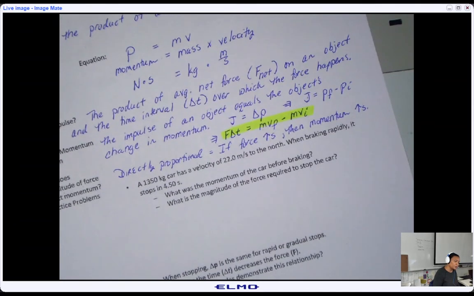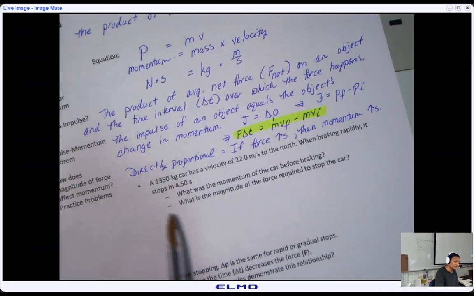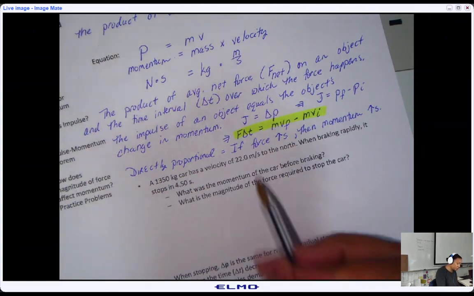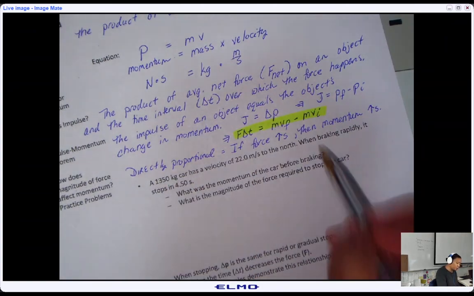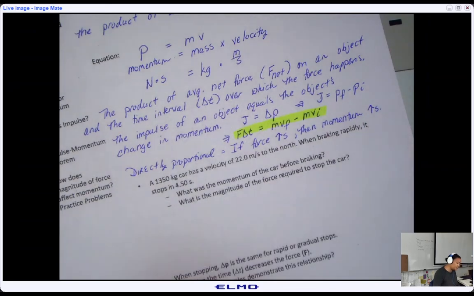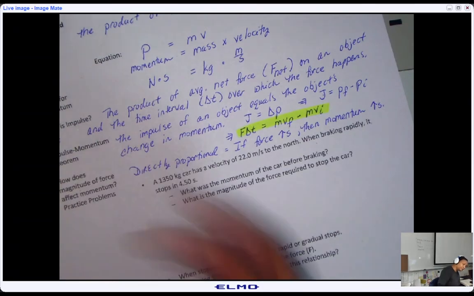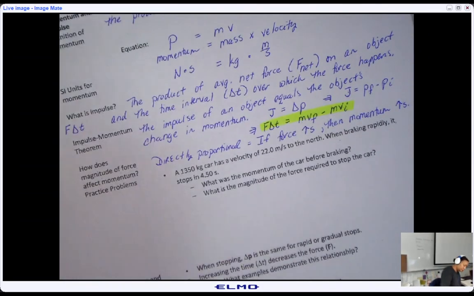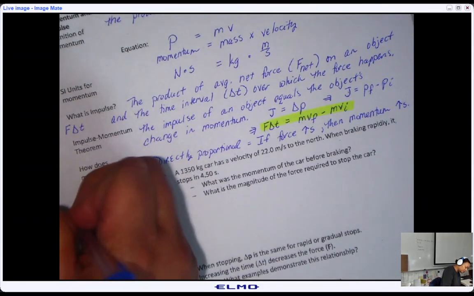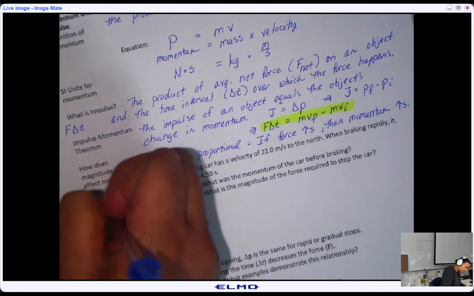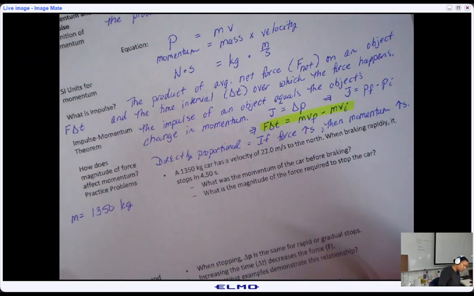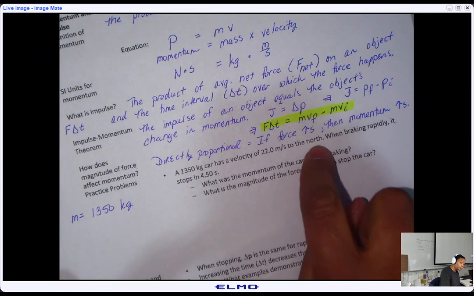Okay, so the question, as far as the practice problem, says a 1,350 kilogram car has a velocity of 22 meters per second to the north. When braking rapidly, it stops in 4.50 seconds. So in your list, we have mass equals 1,350 kilograms. We have it's moving to the north, which is positive.